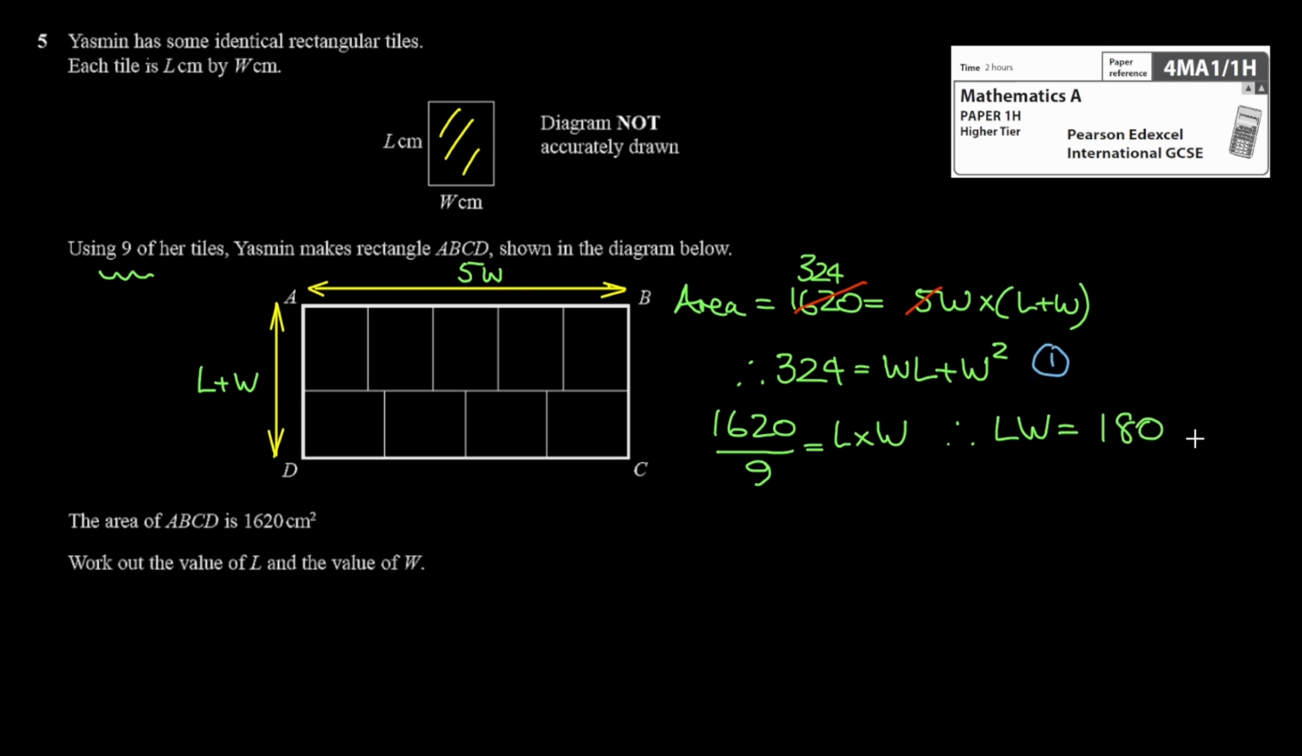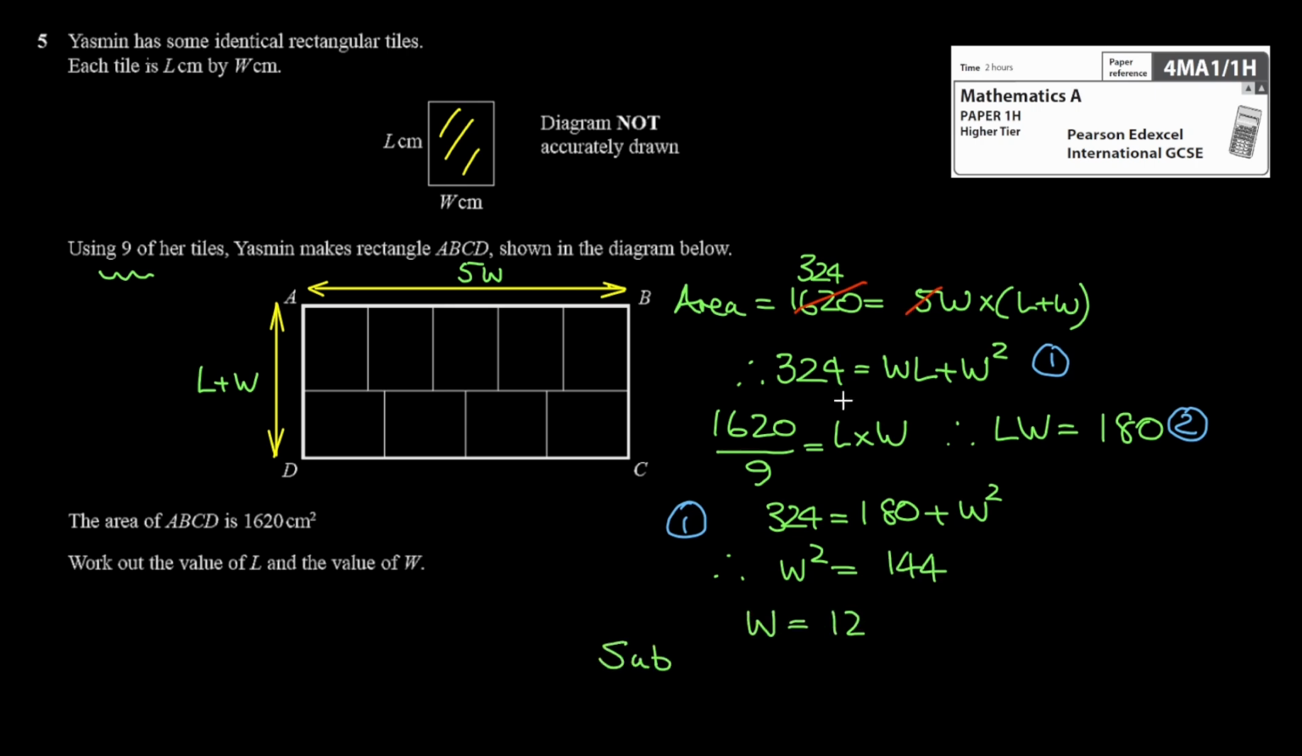So this is equation 1 and this is equation 2. We've got a pair of simultaneous equations. And happily, we can eliminate LW by just putting 180 in here. So equation 1 becomes, moving things around and ignoring the negative result of square rooting 144, we know that W is equal to 12. Now sub this result in 2 and we get that L is equal to 180 over 12, which is equal to 15. And those are your 2 results and the 2 answers.